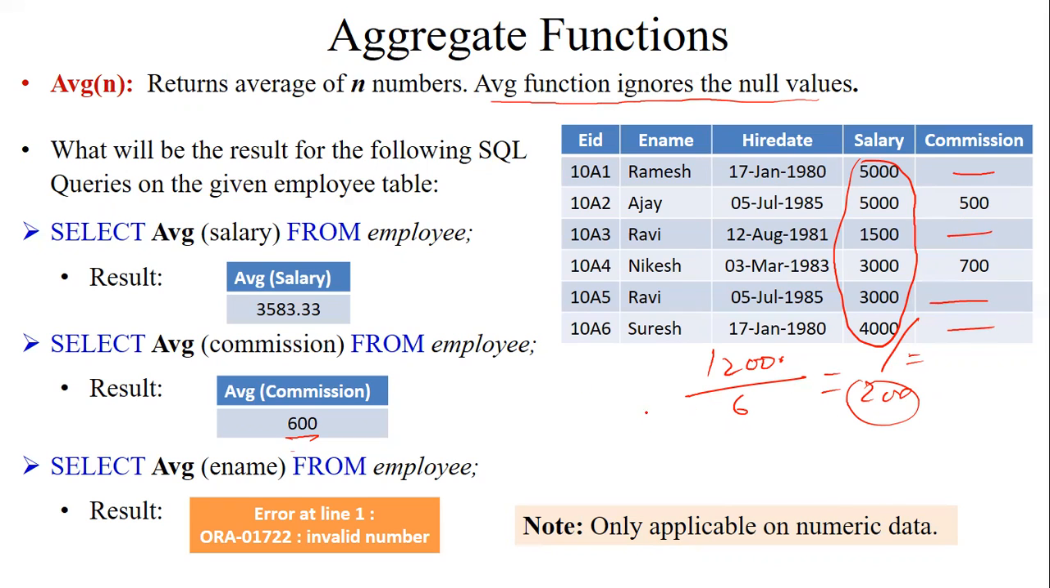So you will get 1200 divided by 2, so you will get 600 as a result. That's why you are getting 600 as a result. If you are applying average on the ename, then you cannot apply it, as it is applicable only on the numeric data type. Is it okay?